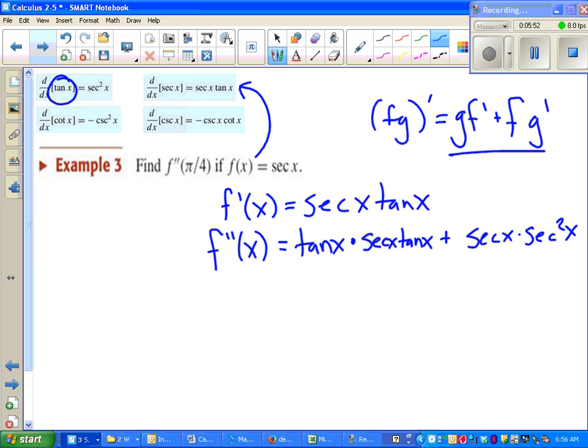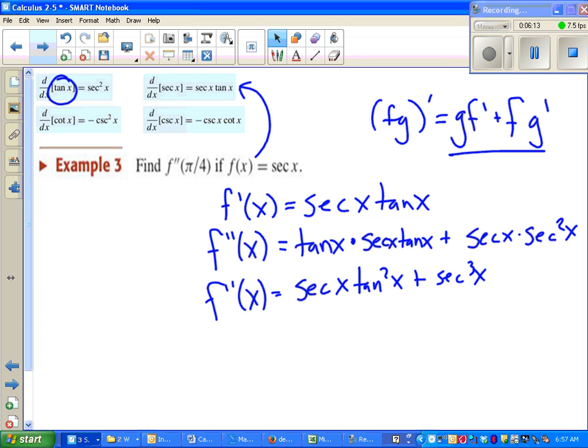We can clean this up a little bit. I see this as secant x tangent squared x plus secant cubed x. And that's our second derivative, except we're not done. We're told to evaluate this derivative at pi over 4, which begs the question, what is secant of pi over 4? And what is tangent of pi over 4?